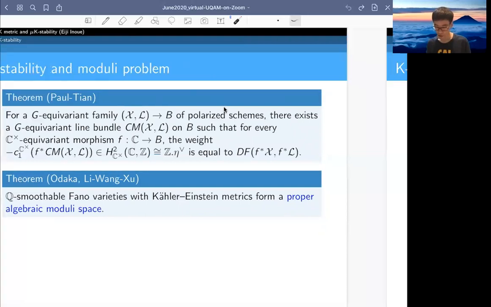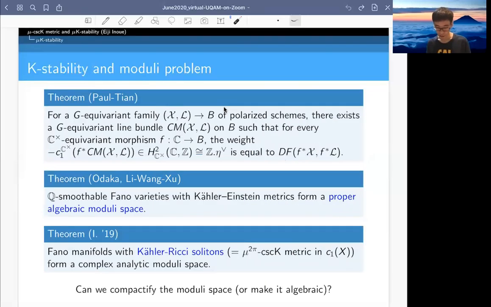And I also showed there exists a complex analytic moduli space consisting of Fano manifolds with Kähler-Ricci solitons, using very different technologies from this Odaka-Wang-Xu. I actually use the moment map picture directly to construct the moduli space. And my question is, can we compactify the moduli space using their techniques, or make it algebraic using their technologies?